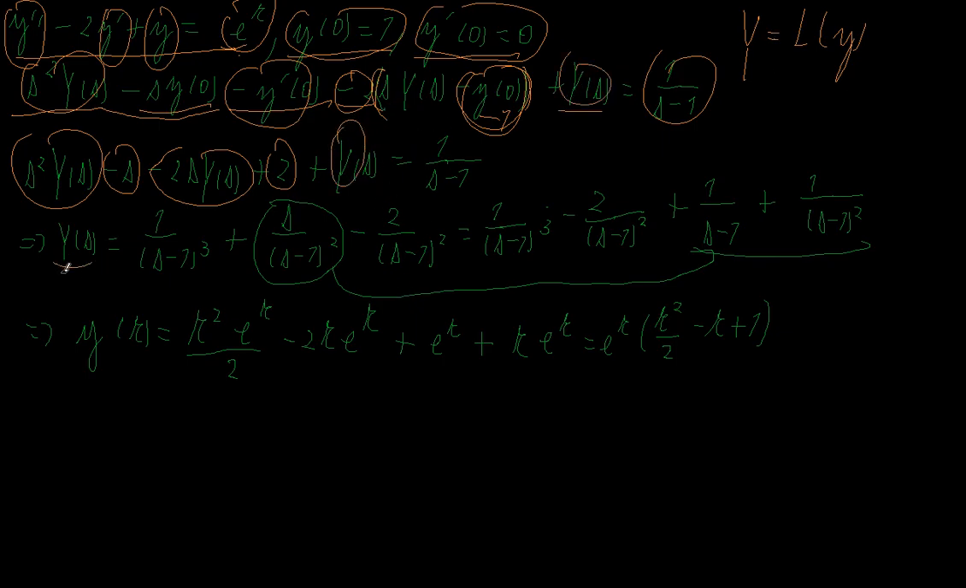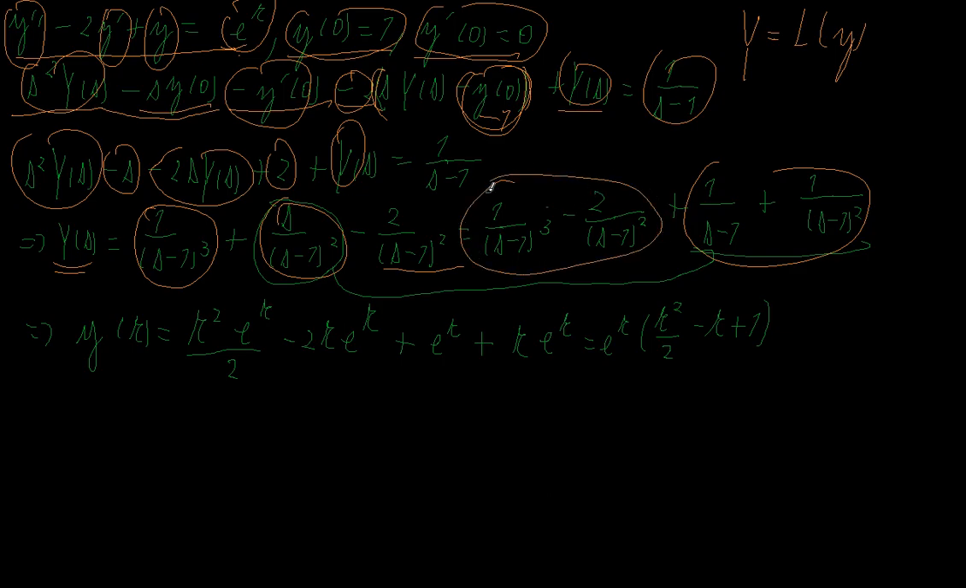So now I solve for capital Y. I get 1 over (s minus 1) to the third power plus s over (s minus 1) squared minus 2 over (s minus 1) squared. And I can do partial fraction decomposition with this s over (s minus 1) squared, and I get 1 over s minus 1 plus 1 over (s minus 1) squared. And this 1 over (s minus 1) to the third power and this minus 2 over (s minus 1) squared, they still are the same.